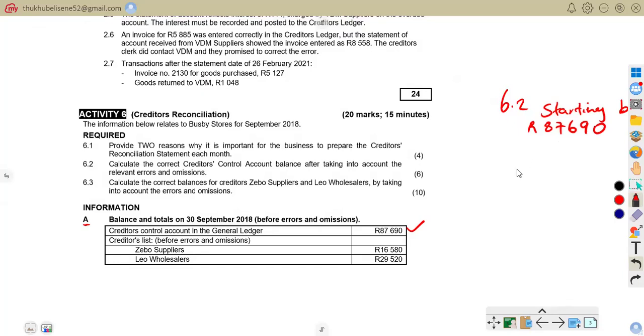87,690. So that is that. Now we can adjust only items that affect the control account. That's when we're talking about general ledger. So now we're going to look at only items that affect what? The control account. That is when we're talking about general ledger.